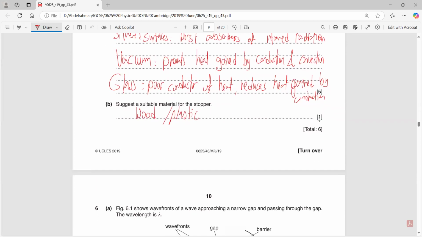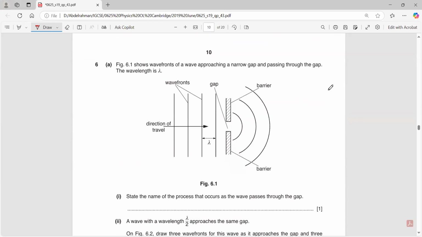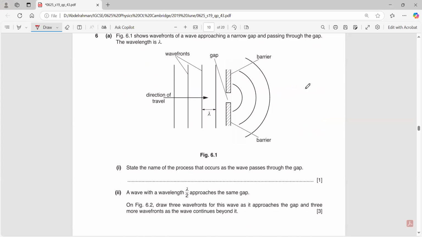Figure 6.1 shows wavefronts of a wave approaching a narrow gap and passing through this gap. The wavelength is lambda. State the name of the process. What is this process called? It's called diffraction.